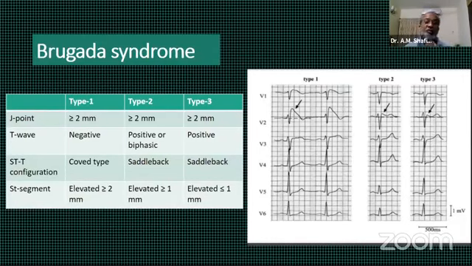Brugada syndrome is of 3 types. I have shown you type 1. In type 1 you will get coved-type ST elevation, and in both types 2 and 3 it is saddleback, where ST elevation in type 2 is more than 1 millimeter, and in type 3 it is less than 1 millimeter. That is the basic difference between type 2 and type 3. So in these 3 types we can get Brugada syndrome.